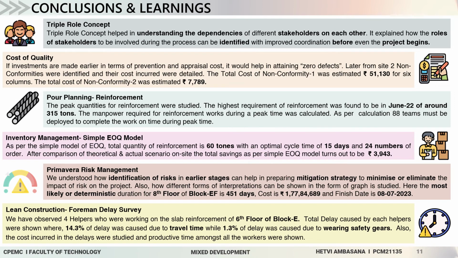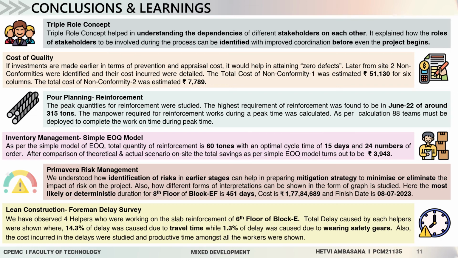Cost of quality. If investments are made earlier in terms of prevention and appraisal cost, it would help in attaining zero defects. Later from site, 2 non-conformities were identified and their costs incurred were detailed. The total cost of non-conformity 1 was estimated at rupees 51,000 for 6 columns. The total cost of non-conformity 2 was estimated at rupees 7,700.